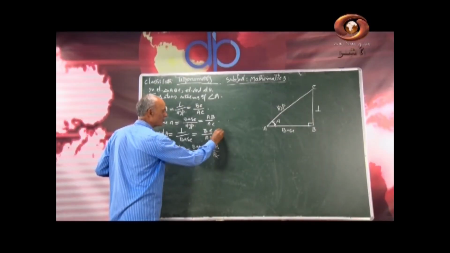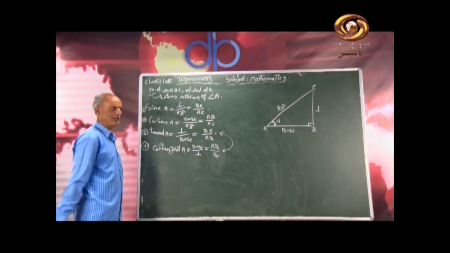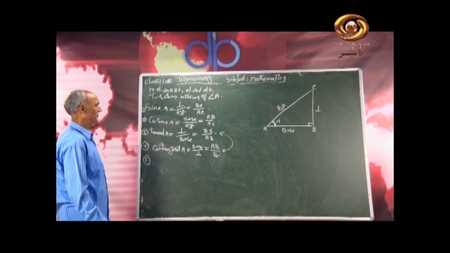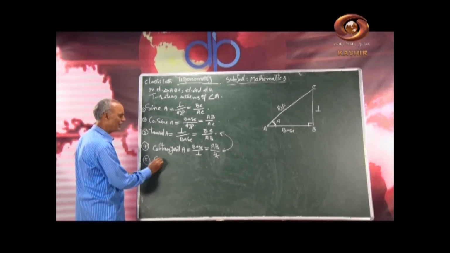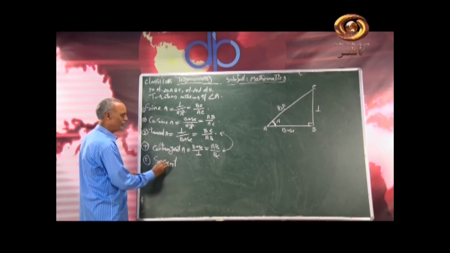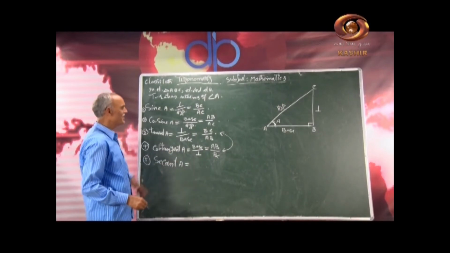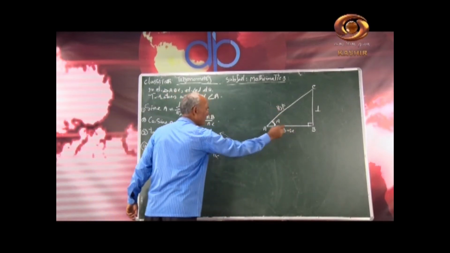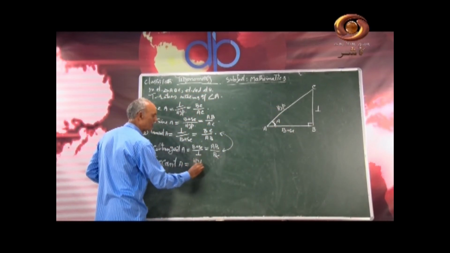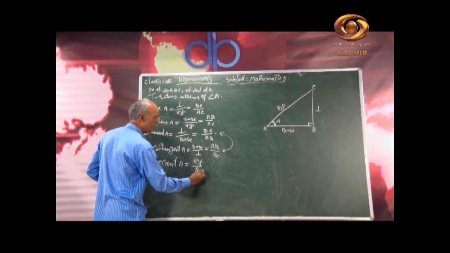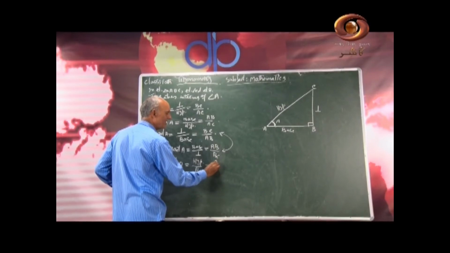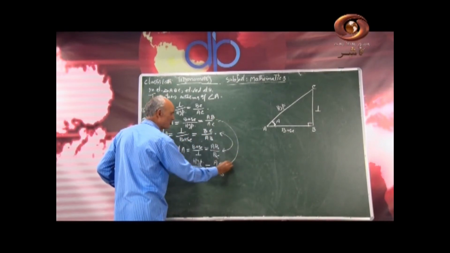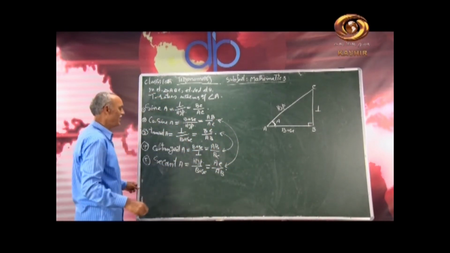So we see these two are the reciprocals of each other. Then we go for the reciprocal of this cosine, which is equal to secant. Secant A is the reciprocal of cosine A, which is hypotenuse by base, so we write AC by AB. So we see that these two are the reciprocals of each other, cosine and secant.